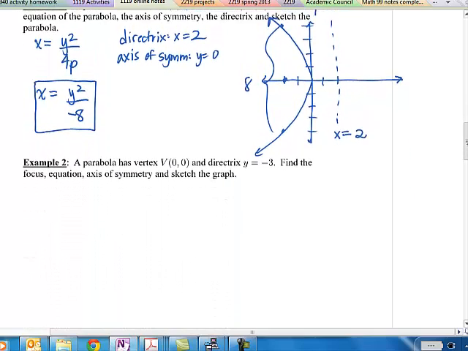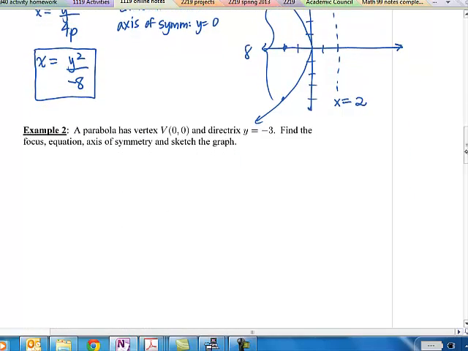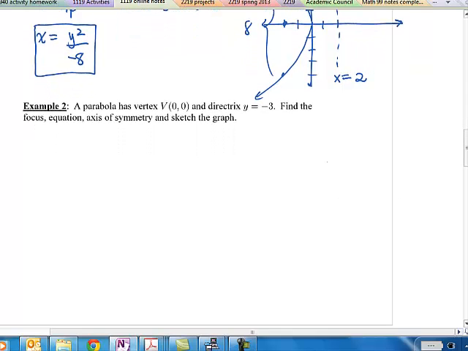All right, next one. A parabola has vertex 0, 0, and directrix y equals -3. Find the focus, the equation, the axis of symmetry, and sketch the graph. So vertex 0, 0, directrix y equals -3. So a horizontal directrix, which means the graph is going to open upward.